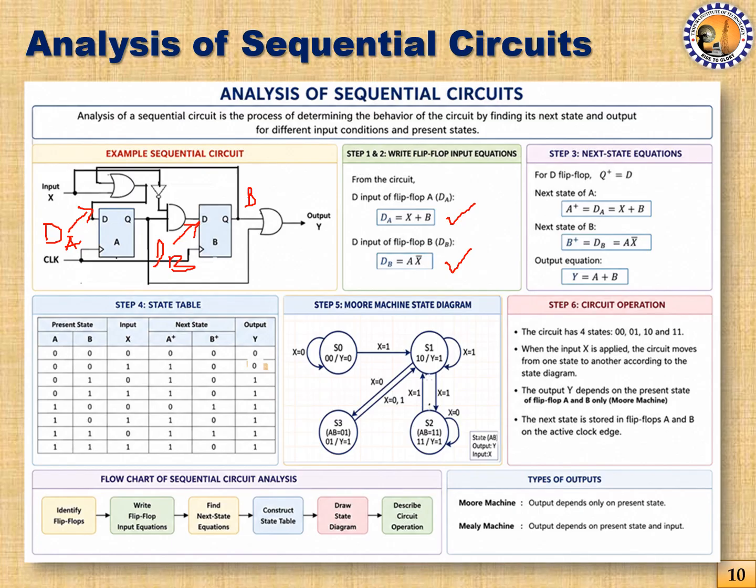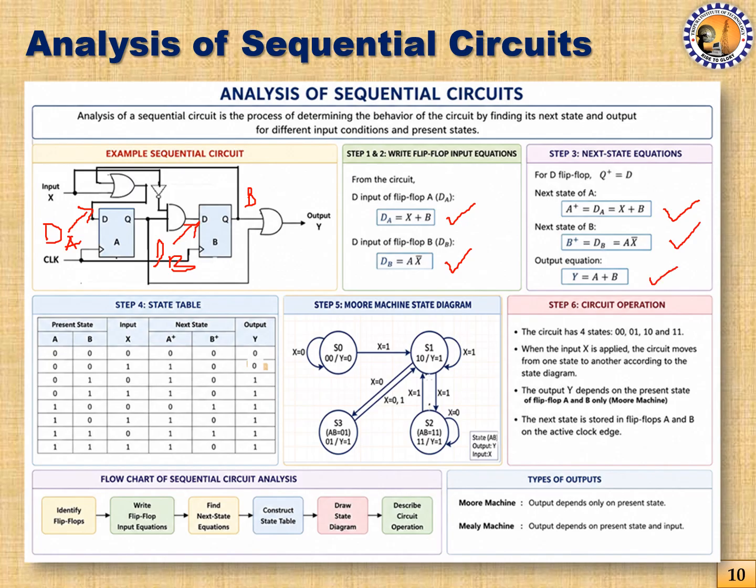That means the characteristic equations for these two flip-flops. As we have learned in the previous slides, in the case of a D flip-flop, the output is equal to the input. So here A plus represents the next state of A, and B plus represents the next state of B. The next state of A equals dA, which is equal to X plus B from here. So this is our next state for flip-flop A. Accordingly, this is our next state for flip-flop B.